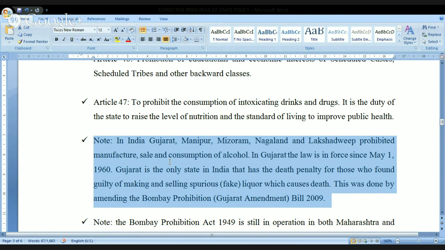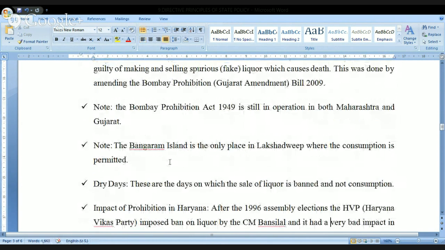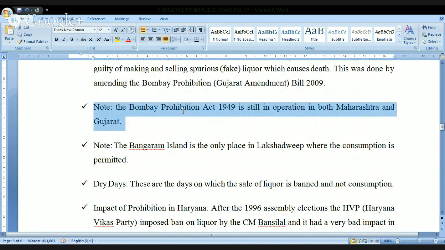This was done by amending the Bombay Prohibition Act, through the Gujarat Amendment Bill 2009. Kindly remember this one. So these are the states where there is no liquor: Gujarat, Manipur, Mizoram, Nagaland, and Lakshadweep. Look at this. The Bombay Prohibition Act of 1949 is still in operation in both Maharashtra and Gujarat.